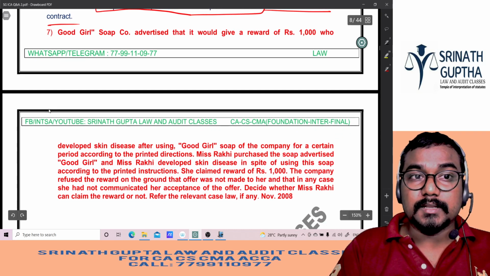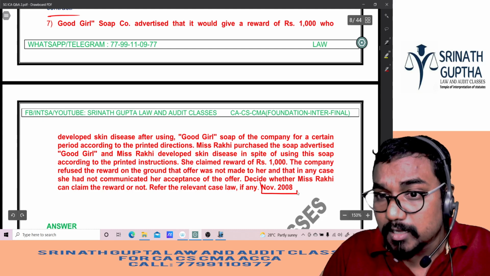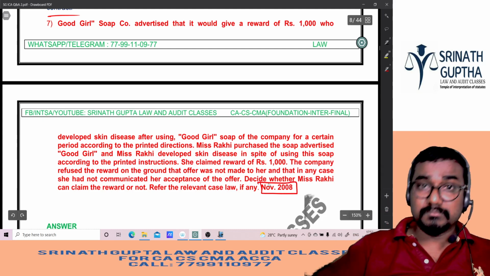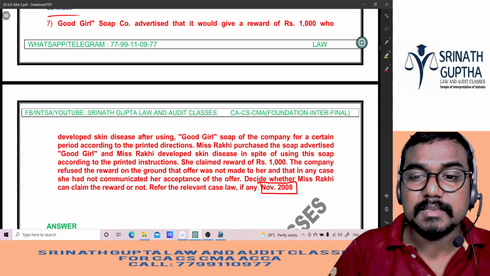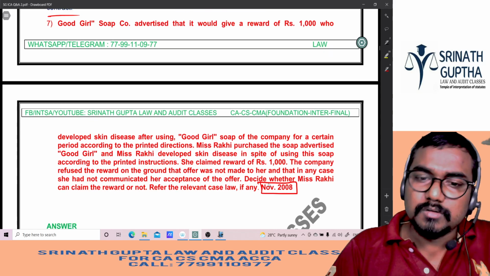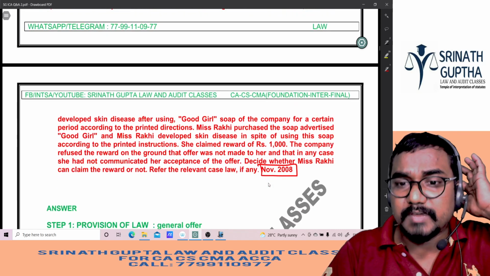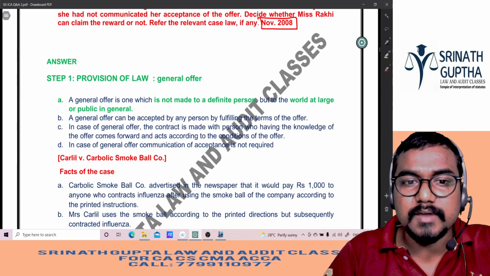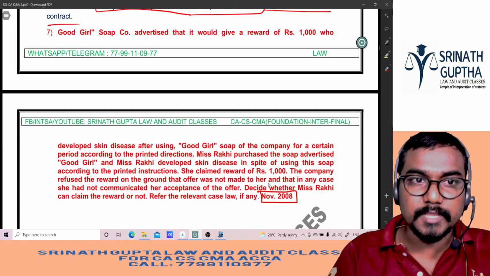Next question, important, beta. Good Girl Soap Company. This question was asked in November 2008, beta, more than 13 years back. A very important question. This question is related to a general offer, beta. We have seen a famous case law on the general offer in the regular classes, Carlill versus Carbolic Smoke Ball Company. This question is related to that case law only.